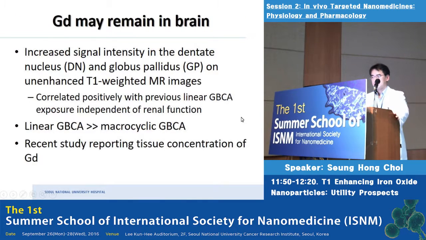The other issue is that gadolinium may remain in the brain. Actually, increased signal intensity in the dentate nucleus and globus pallidus on non-enhanced T1 weighted MR images was reported, and it seems to be positively correlated with previous linear gadolinium agent exposure, independent of renal function. Linear agents are more commonly implicated than macrocyclic gadolinium agents.